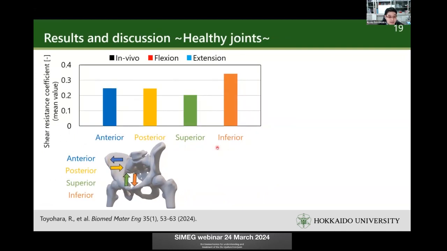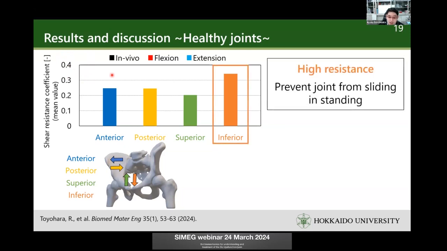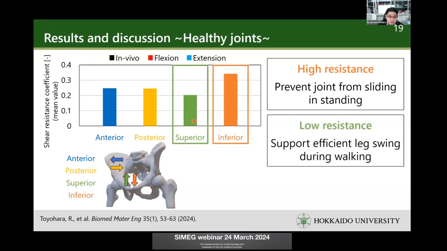Here is the result of the shear resistance coefficient. The high coefficient, the high number, indicates that it is difficult to move in this direction. The inferior direction shows a high resistance. This means it prevents the joint from sliding in standing. On the other hand, the superior direction shows a low coefficient. Low resistance means efficient swing during walking. When we walk, in this case, the right leg ilium becomes lower. So in this case, low resistance means efficient leg swing.